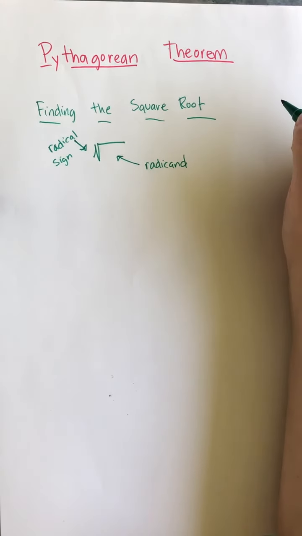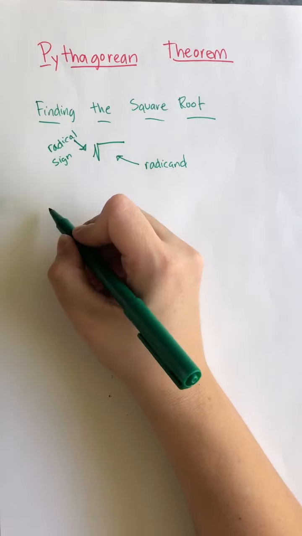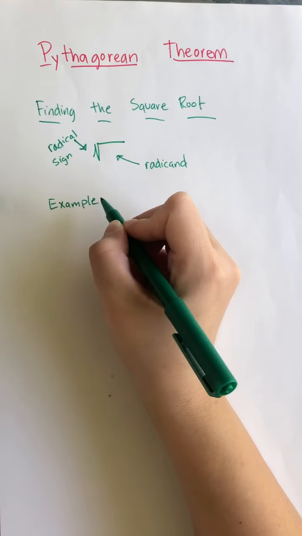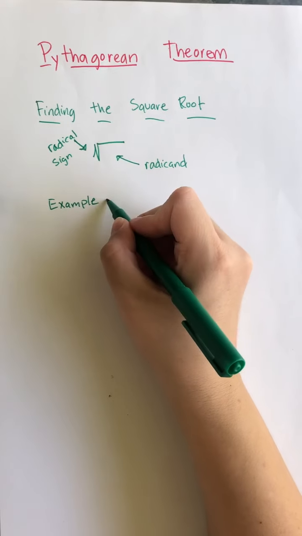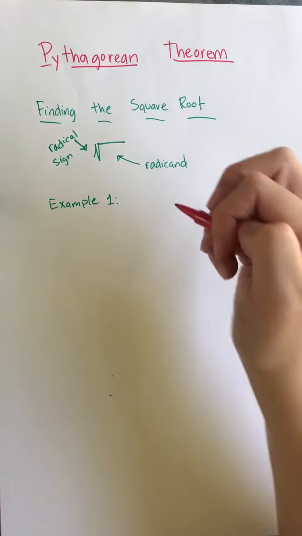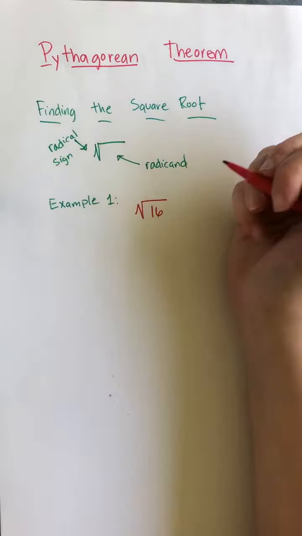Okay. Sometimes the numbers are perfect squares and sometimes they're not. So I'll show you today what perfect squares are. So you have a perfect square. Now let's say, here's an example. Okay, you got example 1. And let's say I give you the square root of 16. Here's the square root, and we got 16.